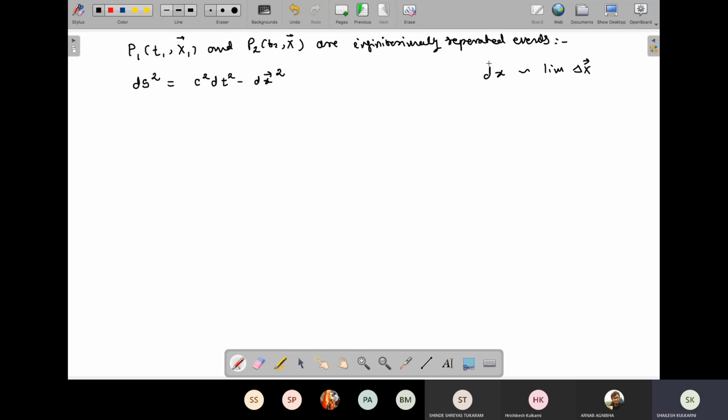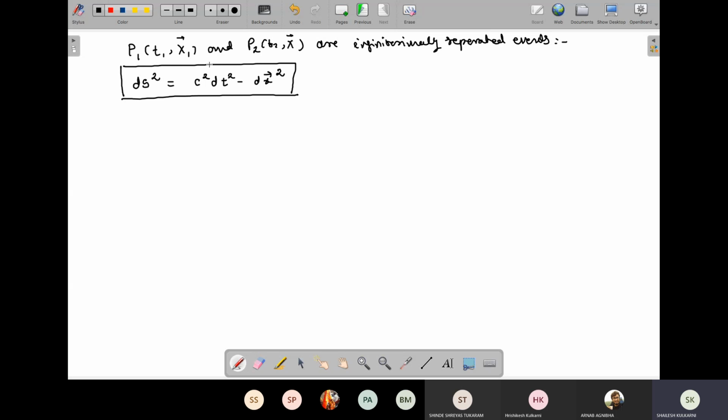It is defined through your limiting procedure, when point 1 approaches point 2. So for two infinitesimally separated events, the interval is given by this expression. Is it clear? Everything is happening in the K frame. Note that here I have not assumed that these two events concern sending a light wave and receiving a light wave. These are general events.